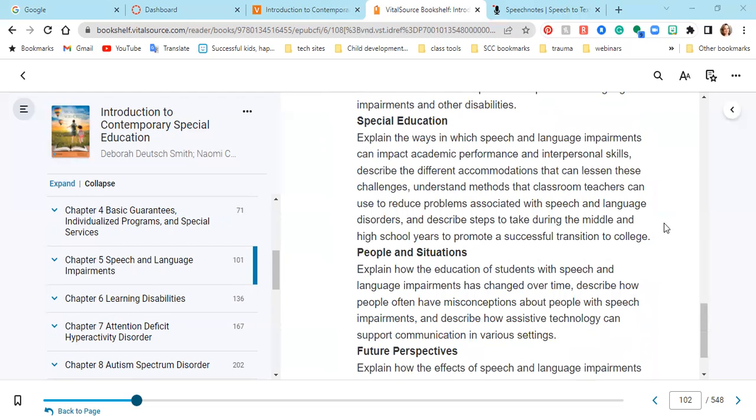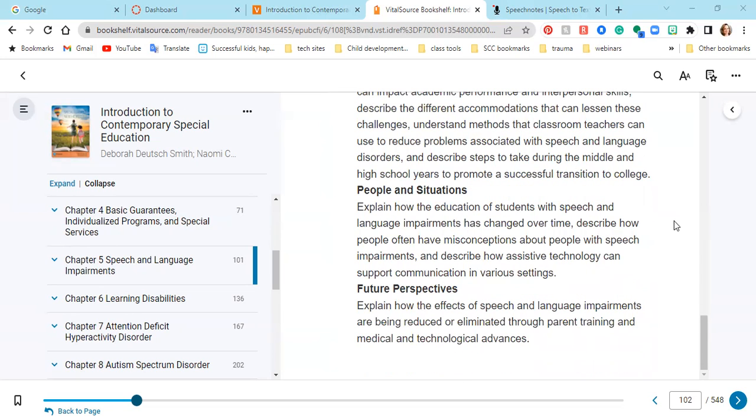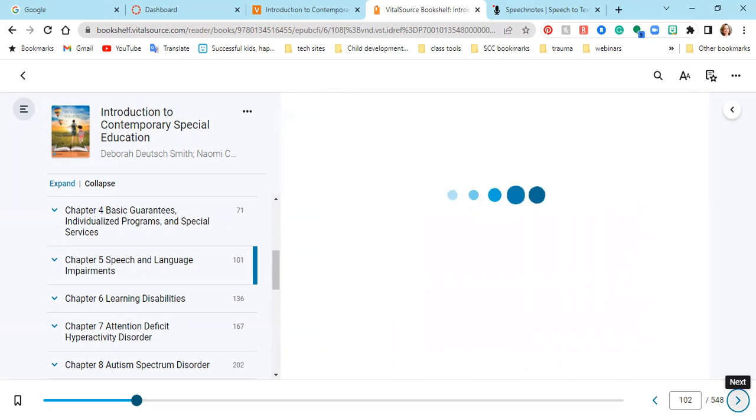I love it. And then people and situations: we're going to learn about what people and what situations this might be common with, and then future perspectives. I think that's great too. The book doesn't just talk about the heaviness of what a disability is or how it shows up, but looks at the future. What's next? Do we have technology on the horizon? This future perspective does talk about technology. And let me keep going here.